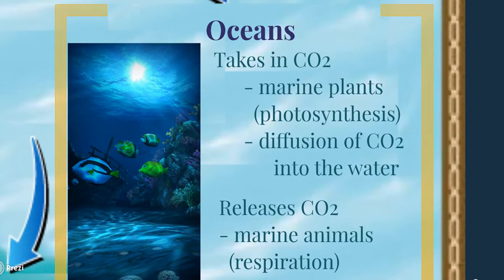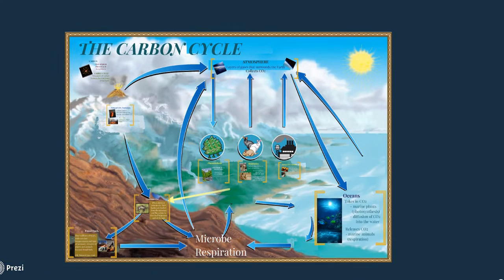The last major player in the carbon cycle, just like in the water cycle, is the ocean. The ocean takes in CO2, marine plants through photosynthesis, and the water actually takes in CO2. But the ocean also releases CO2. Marine animals, such as dolphins and all of those, they breathe out CO2, increasing the CO2 levels in the air.